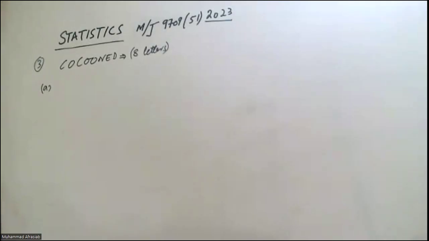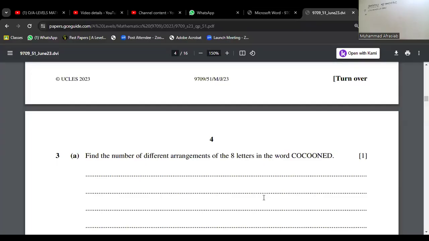Now we are starting question number 3 of this paper. May June 9709 is the code /51 with the year 2023 for this statistics paper. The question statement is: find the number of the different arrangements of the 8-letter word coconut.